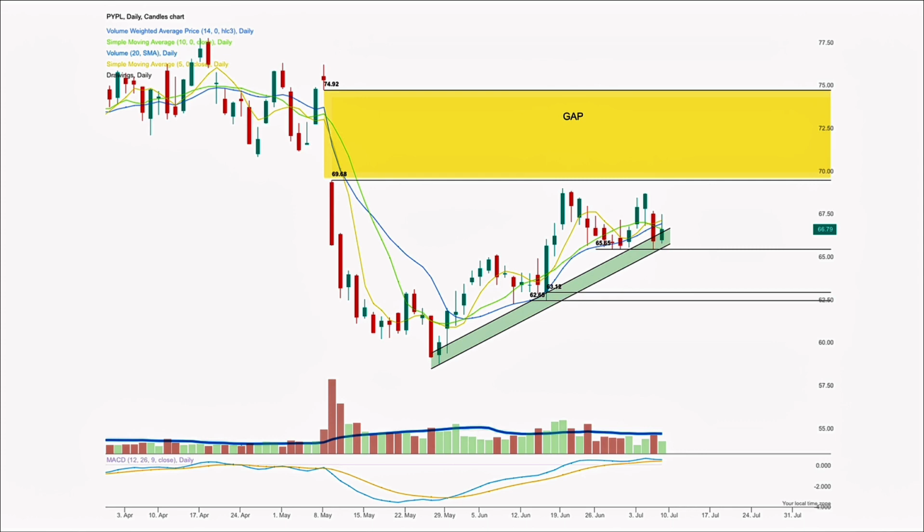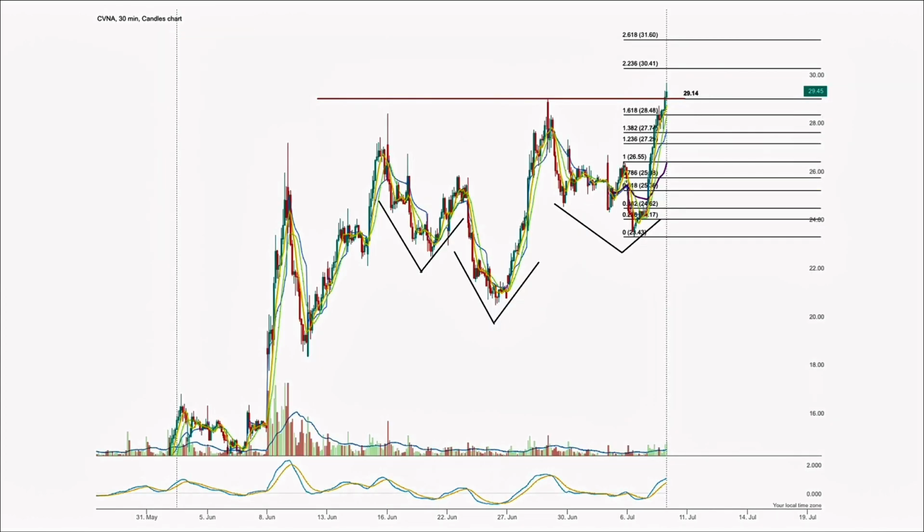So if that decline happens, then the bearish target would be around $62.75 to $63.15.